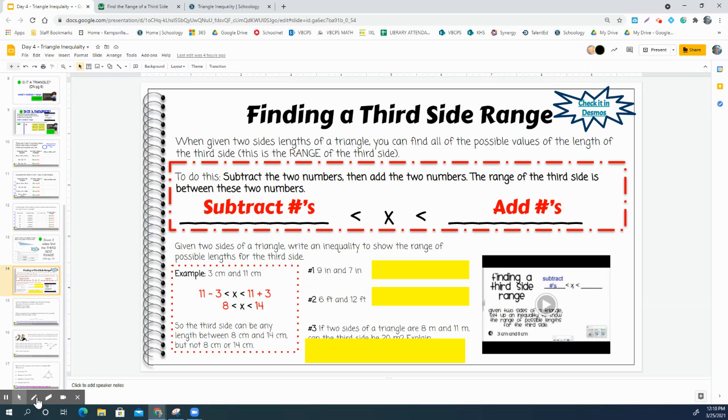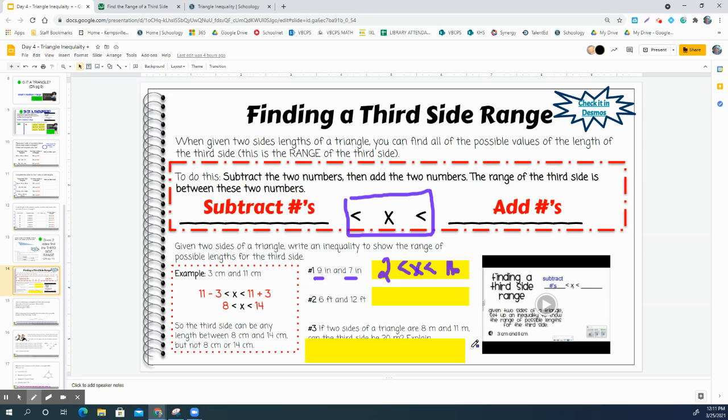What does that look like over here? Well, if I have 9 and 7, 9 minus 7 is 2. This middle part is always going to stay the same. It's always going to be less than x is less than. You're going to subtract your two numbers and put them first, and then add your two numbers. 9 plus 7 is 16. It's the hinge closing between 9 and 7, and then opening between 9 and 7.